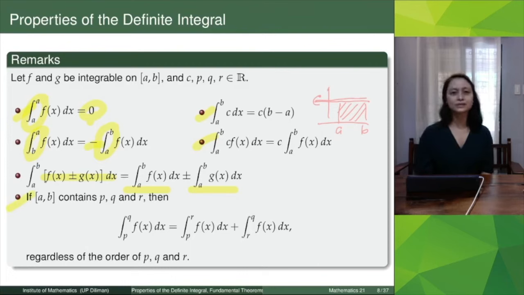Okay, so suppose the closed interval AB contains the real numbers p, q, and r. Then, the integral from p to q, so take note of the limits of integration. The integral from p to q of f of x dx is equal to the integral from p to r of f of x dx plus the integral from r to q of f of x dx. So, it's like we broke it at r. Okay? So, this property holds regardless of the order of p, q, and r.